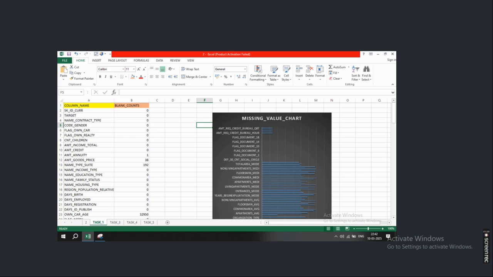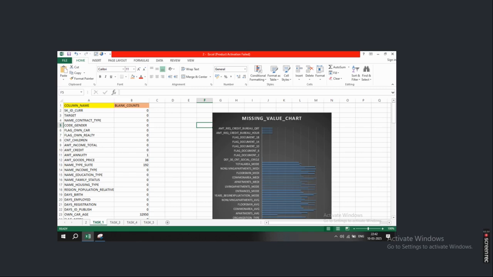Using COUNTBLANK on B2 to B50,000, using this formula I counted all the missing values, by which I handled all the missing values and also sorted everything. Also managed all the duplicate files, checked for the duplicate things, and did some more work on it to not get any sort of errors.